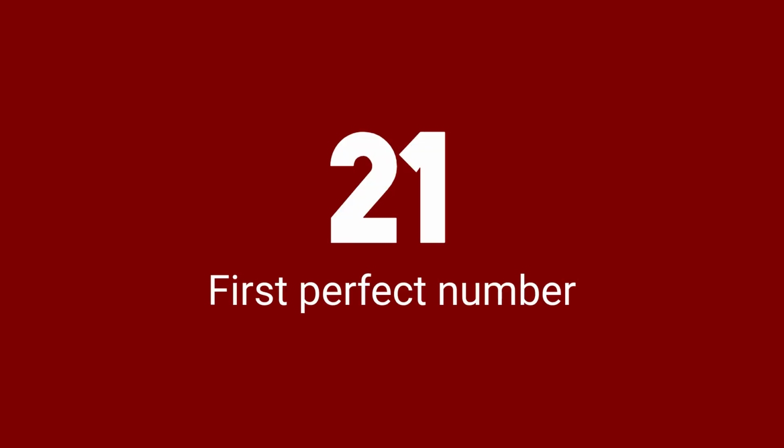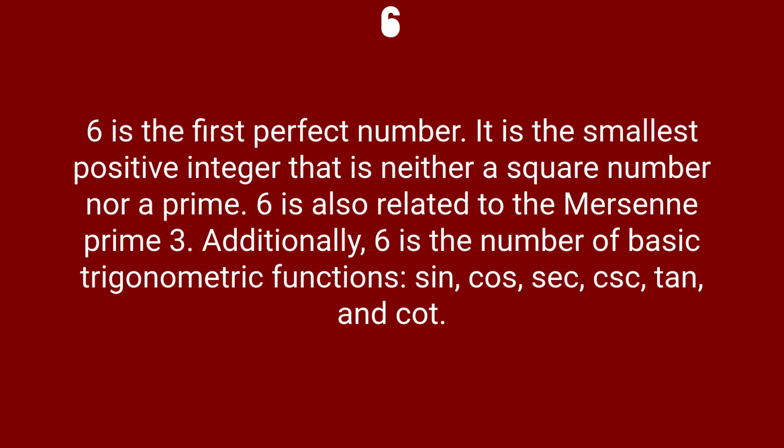First perfect number. 6 is the first perfect number. It is the smallest positive integer that is neither a square number nor a prime. 6 is also related to the Mersenne prime 3. Additionally, 6 is the number of basic trigonometric functions: sec, csc, tan, sin, cos, cot.